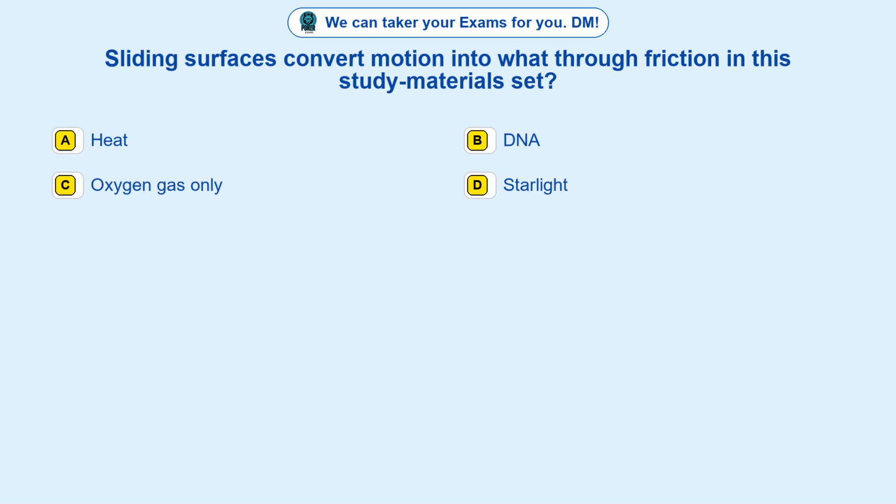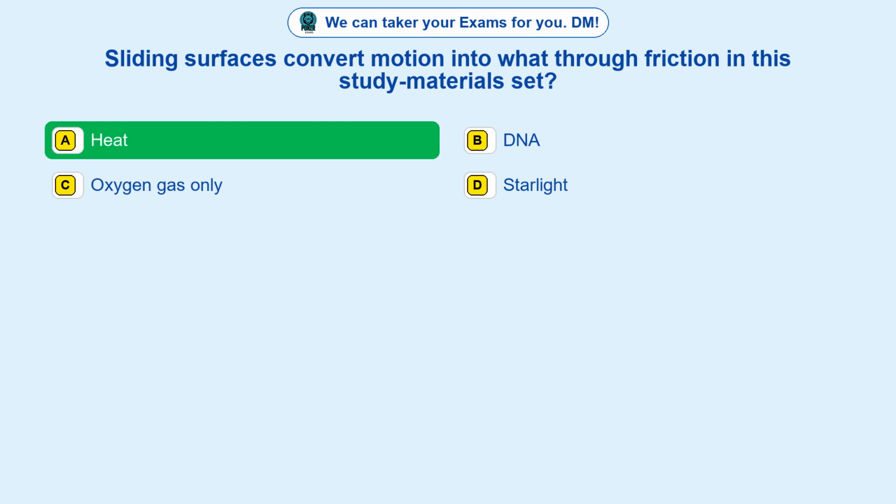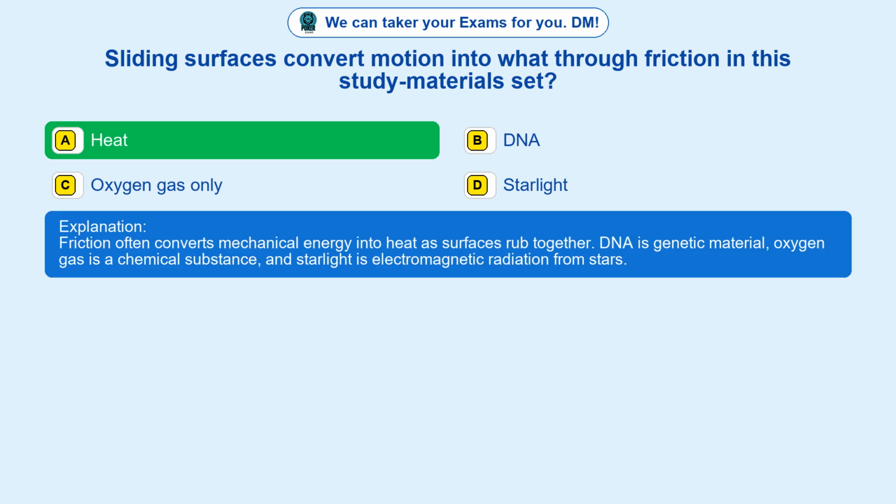Question 64. Sliding surfaces convert motion into what through friction in this study materials set? Option A, heat. Option B, DNA. Option C, oxygen gas only. Option D, starlight. The correct answer is option A, heat. Friction often converts mechanical energy into heat as surfaces rub together.